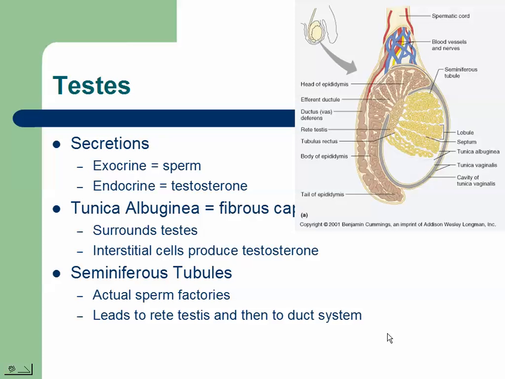Okay, so the testes have two main jobs: make the sperm and make the testosterone. And then sperm, again, exocrine means to send somewhere else, are going to leave. Testosterone is going to stay within the male body to regulate various different things that make males males. So we have the capsule here, the tunica that surrounds it, and that makes the testosterone, and it's surrounding these seminiferous tubules, which are making the sperm, which are then leading out to the duct system.